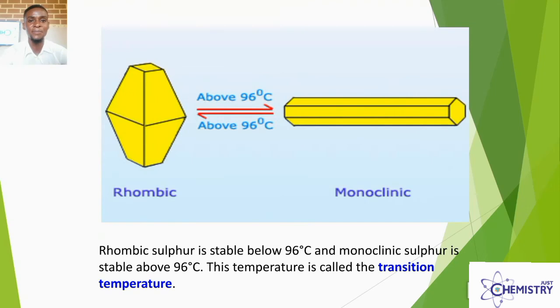Now, from the diagram, you see that above 96 degrees Celsius, rhombic sulfur becomes monoclinic sulfur, and then when it cools down to temperature below 96 degrees Celsius, rhombic sulfur is formed. So this temperature at which rhombic sulfur and monoclinic sulfur tend to form is called the transition temperature. Please look up more on transition temperature.